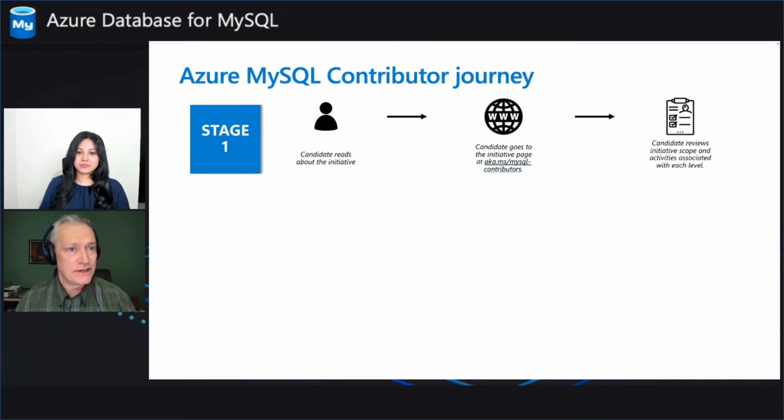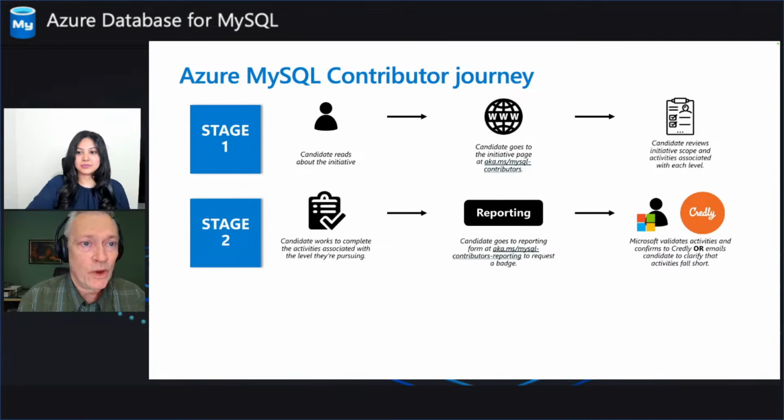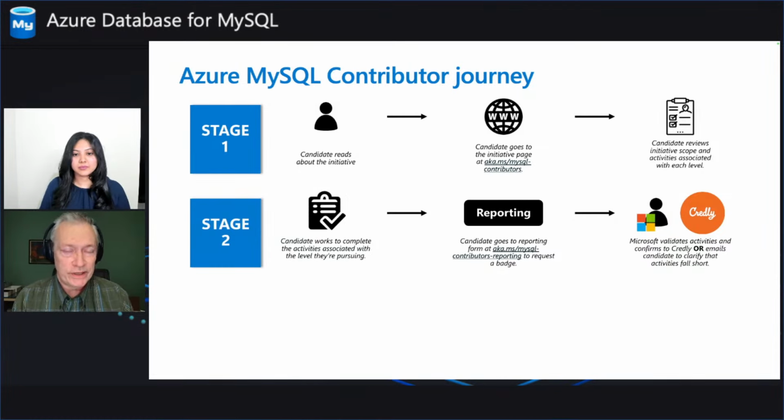And then the second stage is where, once you've identified the level that you want to work towards, you start doing the work to do it. And then once you've accomplished it, or if you've already accomplished it, for example, if you've been doing this for the past month, you can go straight to the reporting part.